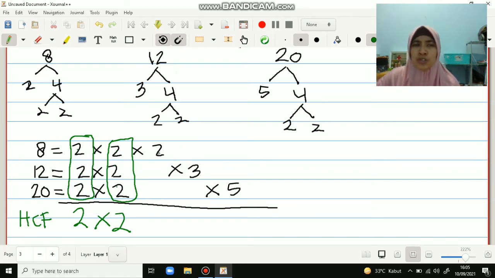Is there another common number? No. 2 is not common with the others. 3 is also not common. And 5 is not common. They only have it alone. So we don't use them. So the HCF is 4.